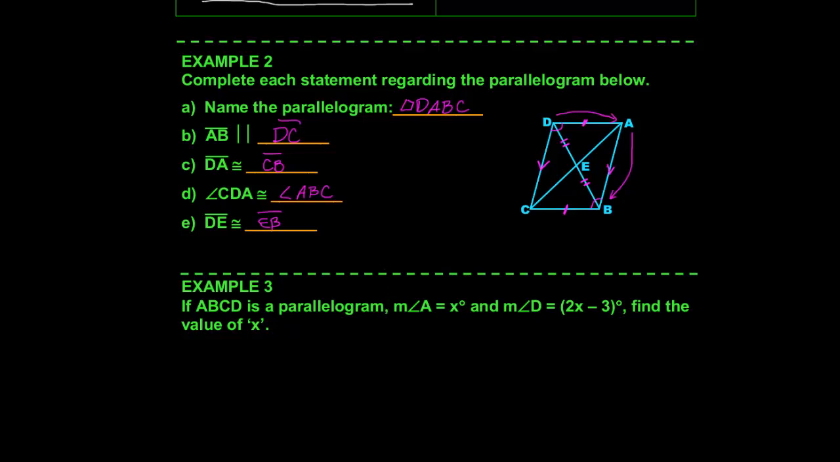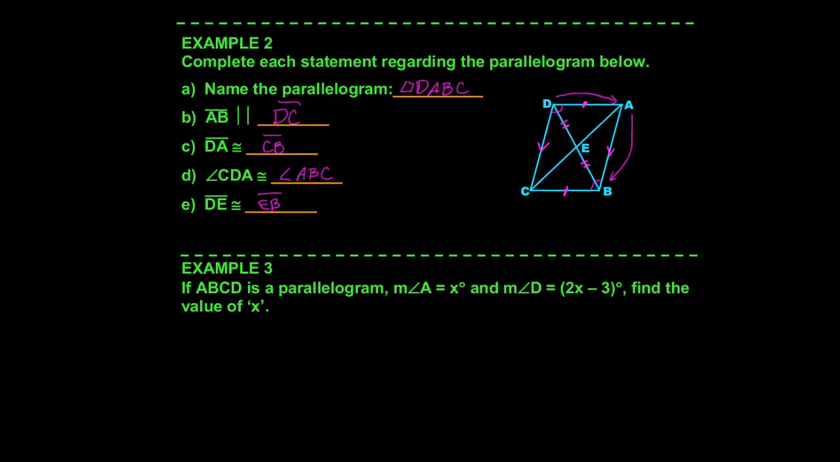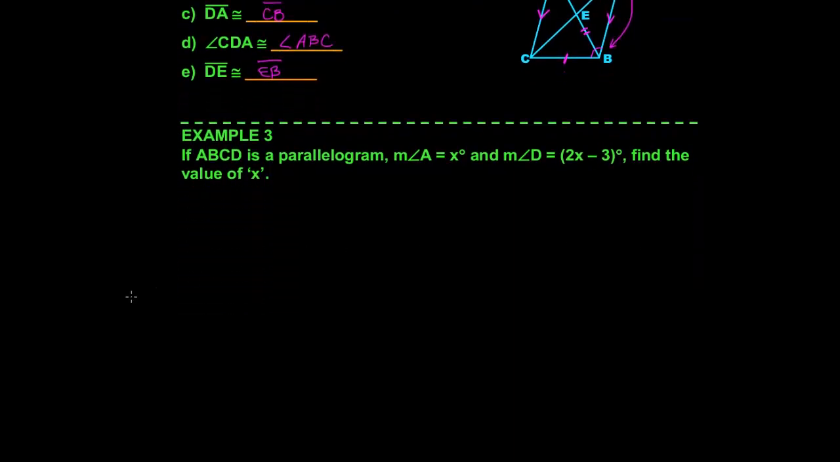Alright, let's move down to example 3 real quickly. Example 3, if ABCD is a parallelogram, first thing that I like to do is let's go ahead and draw a rough sketch of this. And start it anywhere. I'm going to start right here with my A. I'm going to work my way around in order. A, B, C, and D.